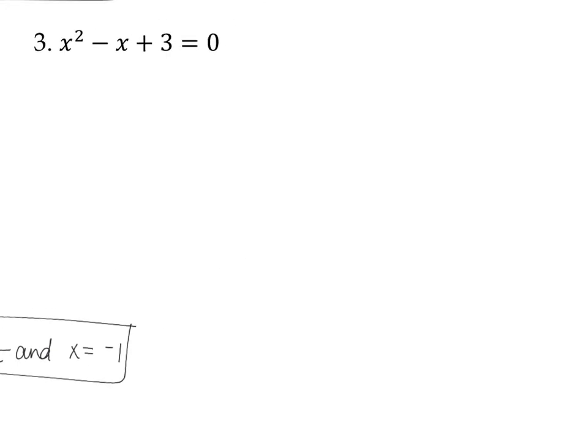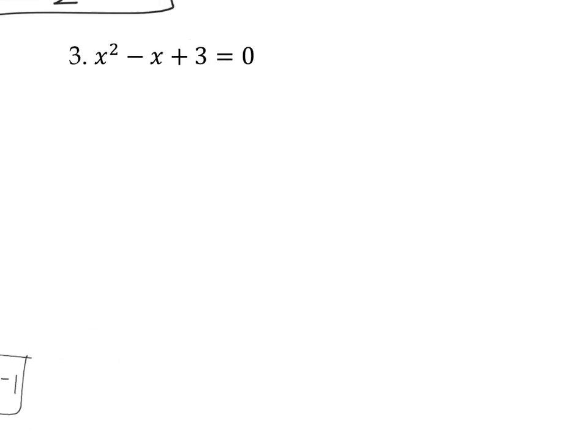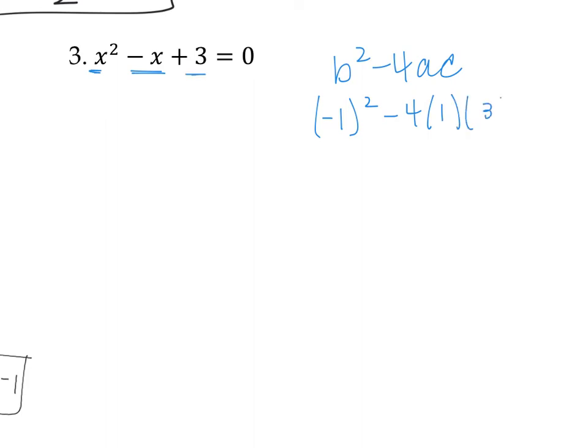Move this out of the way. All right. Number 3, I just want you to use your discriminant first and we can talk about these solutions. So my b squared minus 4ac, that's my discriminant. Well, my b is negative 1, so negative 1 squared minus 4 times a, which is just 1, times c, which is a positive 3. Okay, so this would be 1 minus 12. Well, that gives me negative 11.